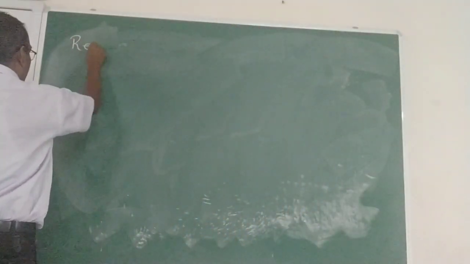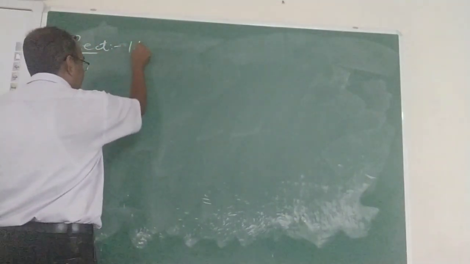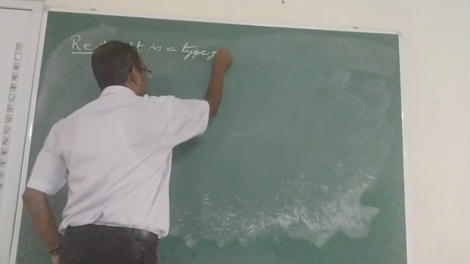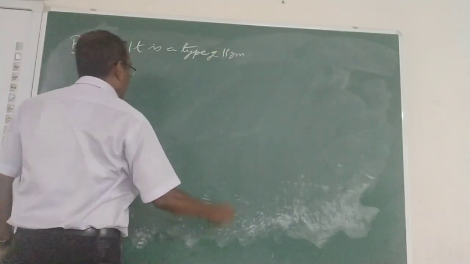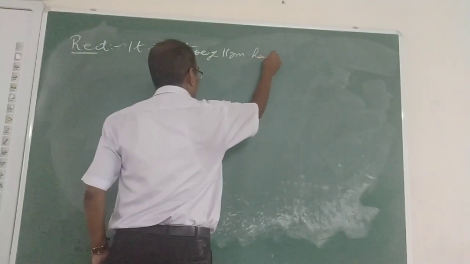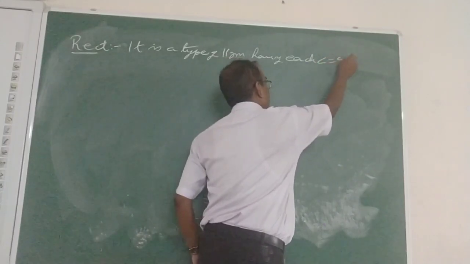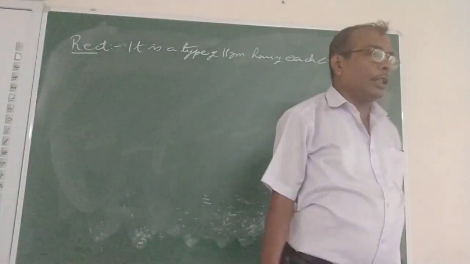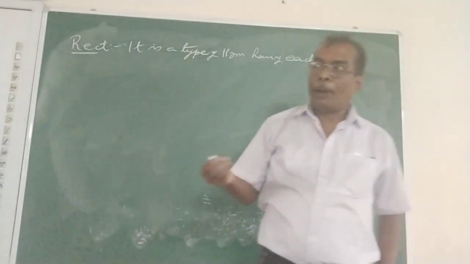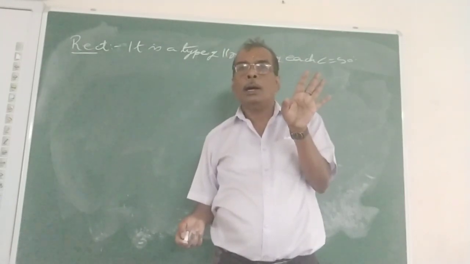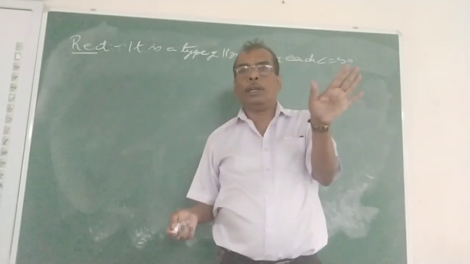What is a rectangle? It is a type of parallelogram having each angle equal to 90 degrees. So in rectangles, we find that it is a type of parallelogram, which means all the 4 properties of parallelograms that I told you just now are inserted into the rectangle. Plus, if one angle is 90 degrees, then it will be a rectangle.